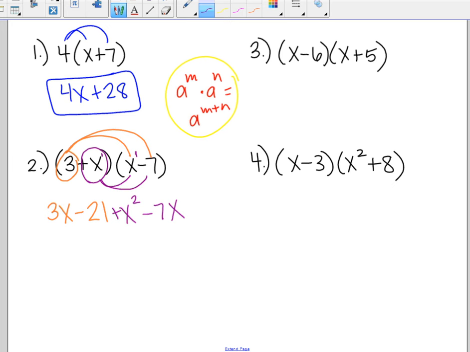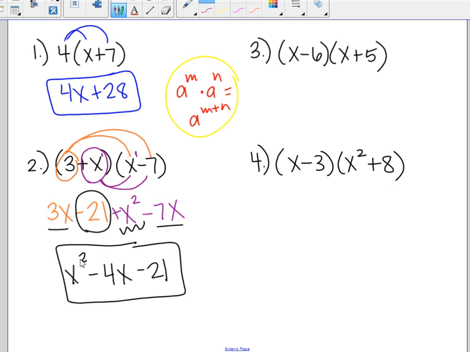Now the last thing we need to do is just combine our like terms. We have an x here and an x here. This is a constant, and then our only x squared. So again, do it in standard form. We have x squared. 3x minus 7x is negative 4x, and then minus 21. And that trinomial is your answer.